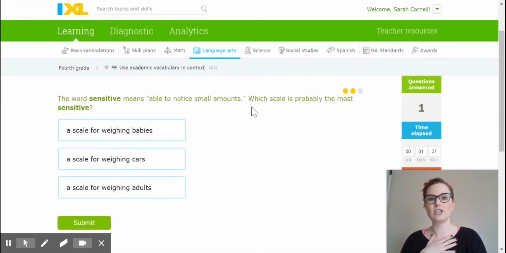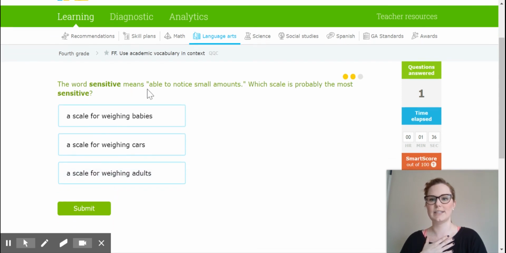So which scale is probably the most sensitive? A scale for weighing babies, a scale for weighing cars, a scale for weighing adults. The word sensitive means able to notice small amounts. Which scale is probably the most sensitive? Probably the one for weighing a baby, because again, it has to be a small amount, and the smallest thing here is a baby.